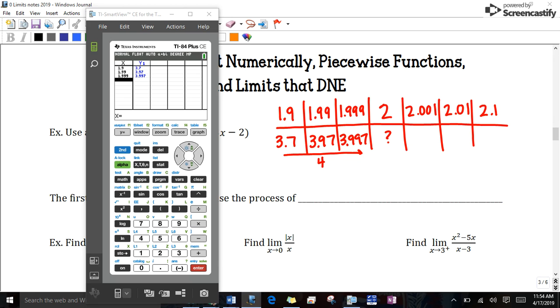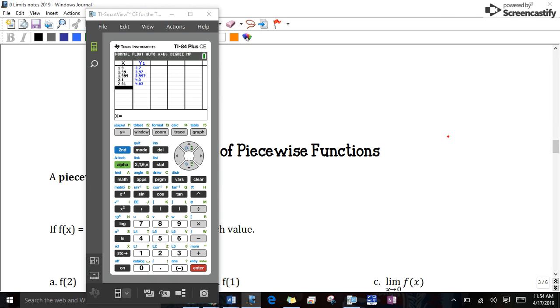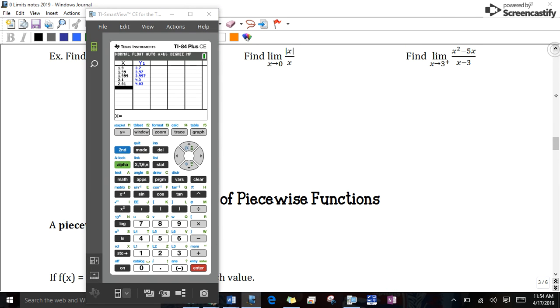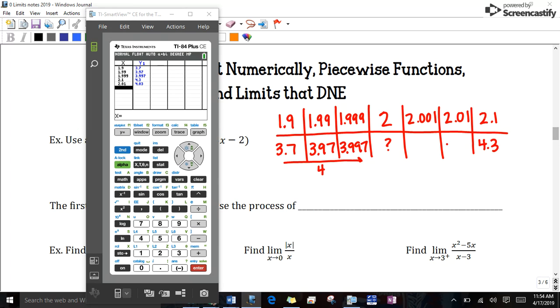Now let's go right side. I'm going to work my way in. So 2.1 has a value of 4.3. 2.01, my hundredth, is 4.03. And my thousandth, 2.001, has a value of 4.003. So if you look at just our right side as we come in, getting close to 2, looks like they're getting smaller and closer to 4 each time.